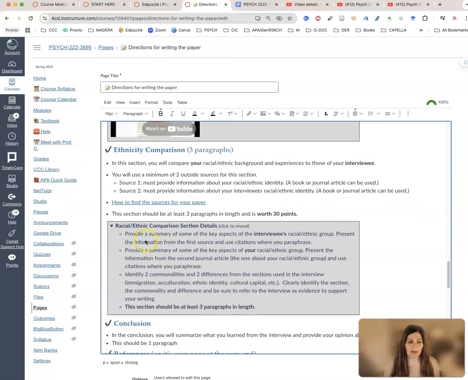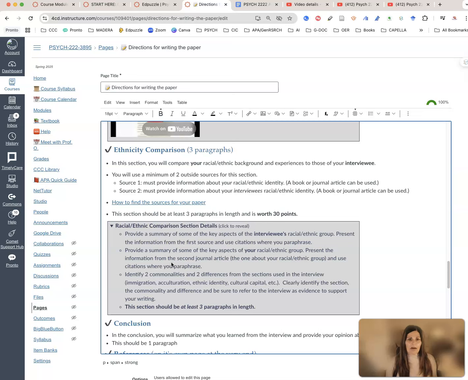The first part, you're going to provide a summary of some of the key aspects of the interviewee's racial ethnic group experience. So present information from the first source, about their racial ethnic identity that you found, and use citations where you paraphrase. Then your second paragraph of this section is on your racial ethnic identity and the article you found about yours. And so you're going to summarize and provide evidence from that article and from the book and whatever sources you want about your racial ethnic group.